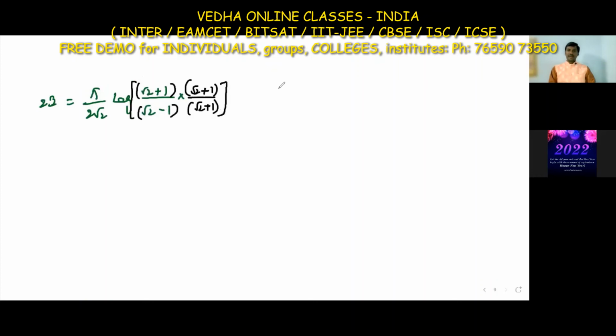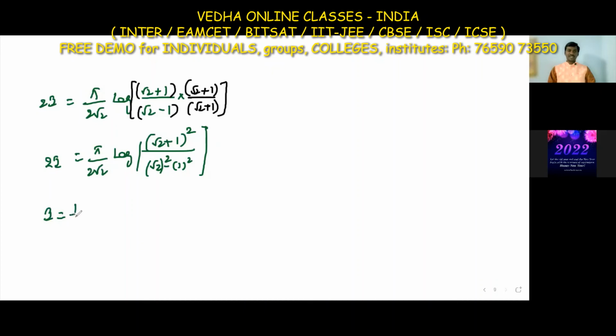So now this becomes pi divided by 2 root 2 into log of (root 2 plus 1) into (root 2 plus 1), that is (root 2 plus 1) whole square, divided by a minus b into a plus b, a square minus b square. So (root 2) whole square minus 1 square. Now this is the value of 2I. So I is equal to, taking this 2 to that side, we get into 1 by 2, that is divided by 2, and pi divided by 2 root 2 as it is, and log of (root 2 plus 1) whole square divided by (root 2) whole square is 2, 2 minus 1, becomes 1 only.